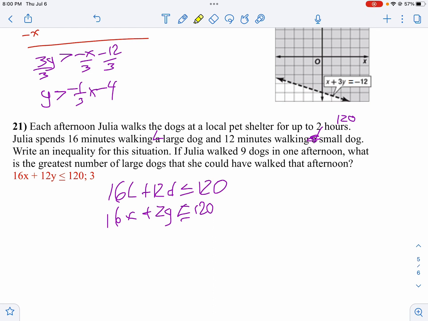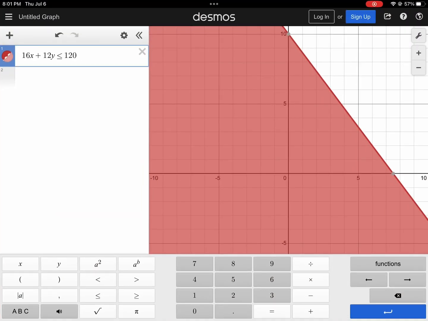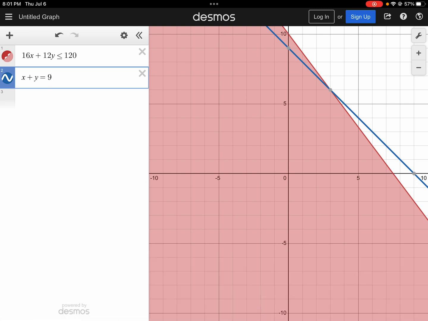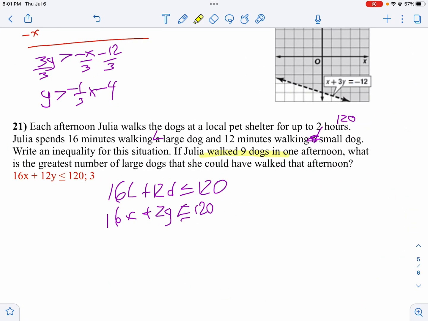So she walked a total of 9 dogs. It doesn't tell us which one is which. But I want to know the greatest number of large dogs. So what I want to do is, on my graph, I want to find out when x plus y is 9. Oh, I could maybe graph that too. So if I go x plus y equals 9. And notice right here, that would give us where those two intersect. She walked 3 large dogs and 6 small dogs. So we'll say 3 large dogs.